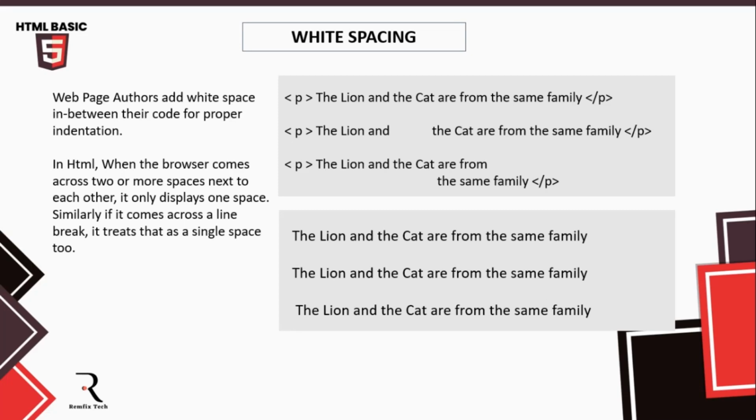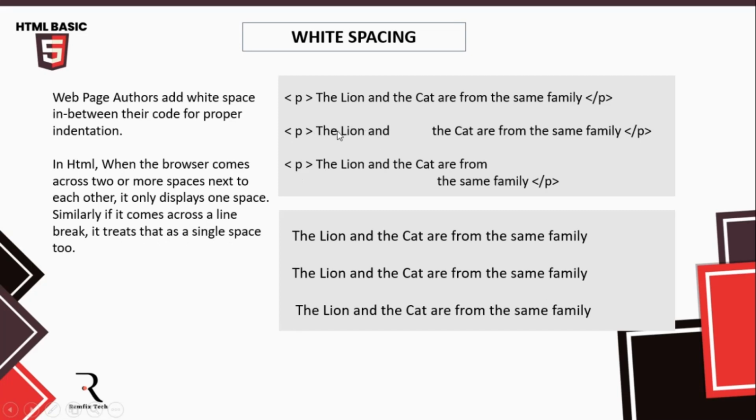Now web authors must realize that when you are writing your HTML code, you observe that there is space between the lines, for example in this example that I have here. But in HTML, when the browser comes across two or more spaces next to each other, it only displays one space. Similarly, if it comes across a line break, it treats that as a single space too.